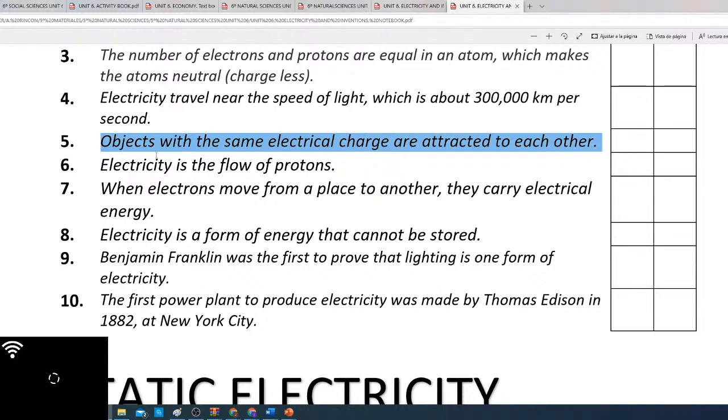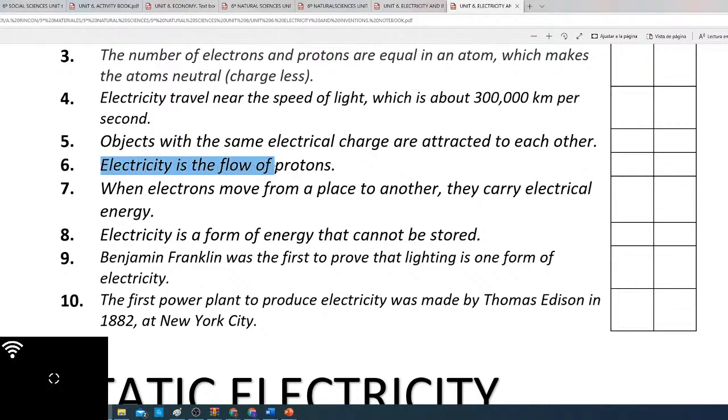What do you think? Objects that have the same electrical charge are attracted or they repel themselves? Thank you, Candela. Thank you, Julia. Thank you, Miguel, Manuela. Very good. They repel. This is false. Objects with the same electrical charge repel each other. Very good. Now, number 6.